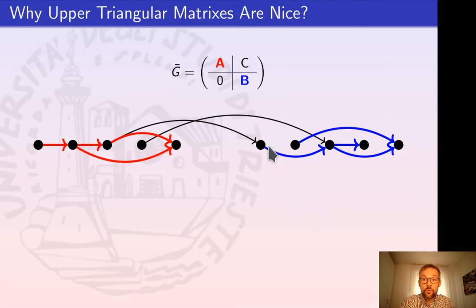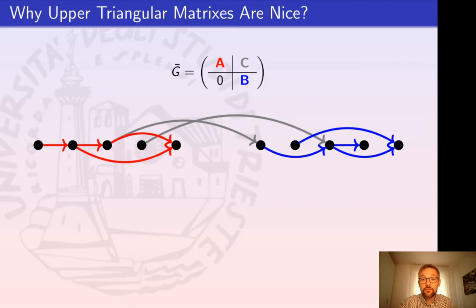Now, what about C, the submatrix C? Well, the submatrix C represents edges moving from the first nodes in the topological sort to the last nodes in the topological sort. Okay? So basically, edges represented by C are edges moving from this node to these nodes. This is it.